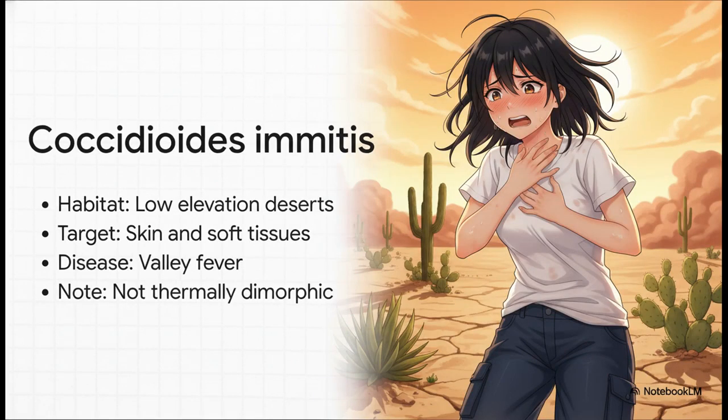Next, we have Coccidioidomycosis. This one prefers hanging out in the soil of low-elevation deserts and causes a pulmonary disease commonly known as valley fever. We're talking chest pain, fever, sore throat, the whole shebang. But here is a really fascinating key fact. While pretty much all dimorphic fungi rely on temperature to trigger their shift, Coccidioidomycosis is the one big exception. It is literally the only non-thermally dimorphic fungus in this entire group.